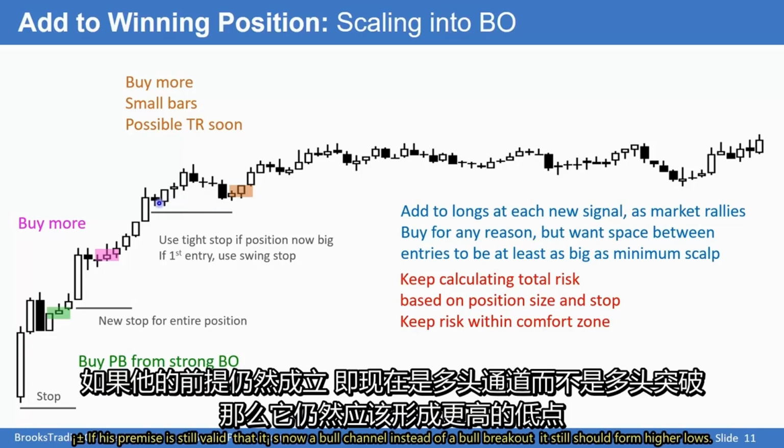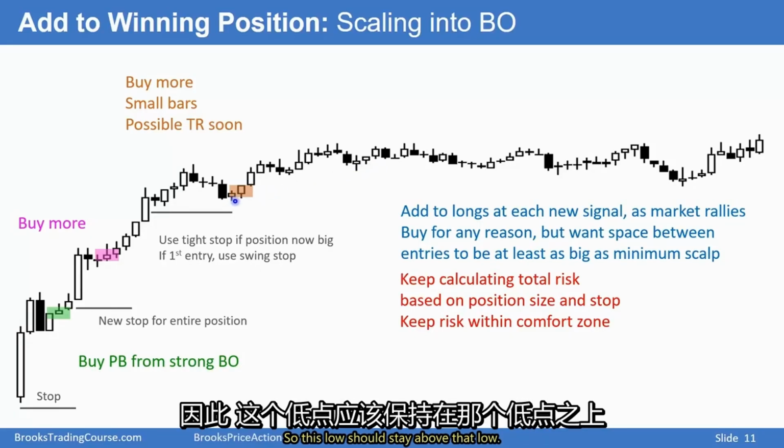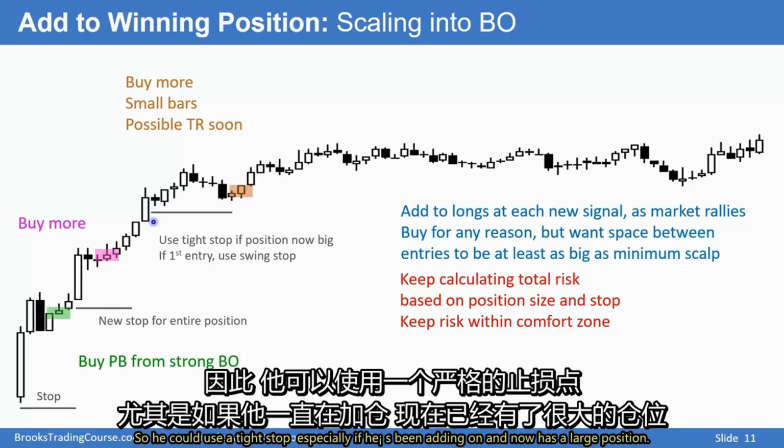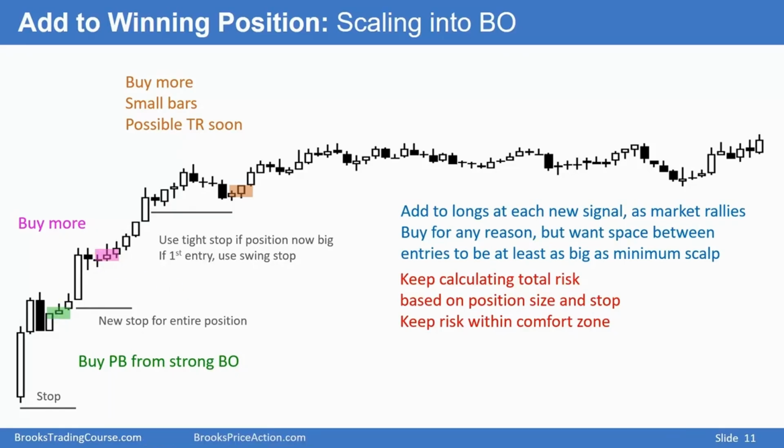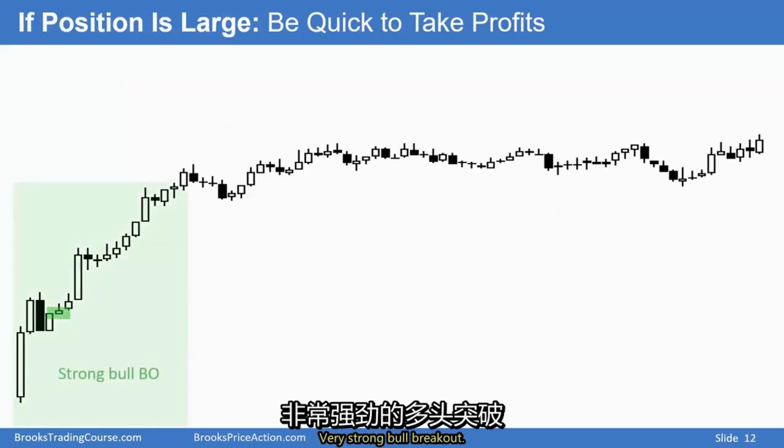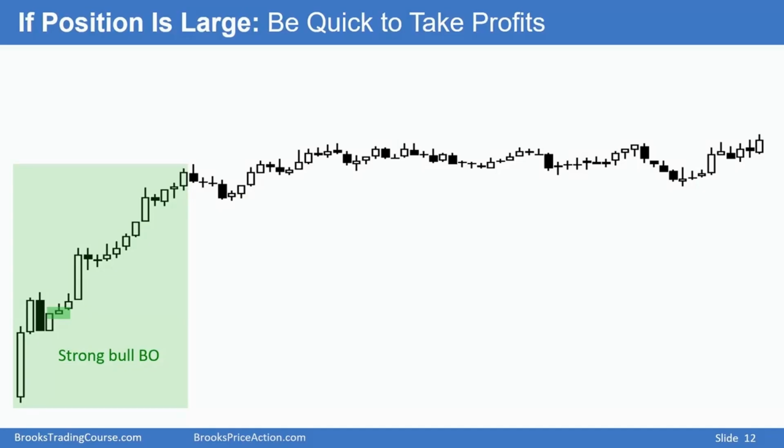If his premise is still valid, that it's now a bull channel instead of a bull breakout, it still should form higher lows. So this low should stay above that low. So he could use a tight stop, especially if he's then adding on and now has a large position. Very strong bull breakout.